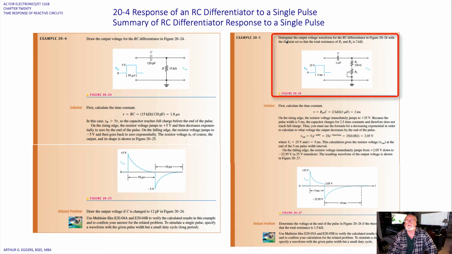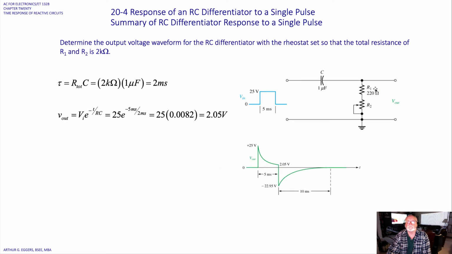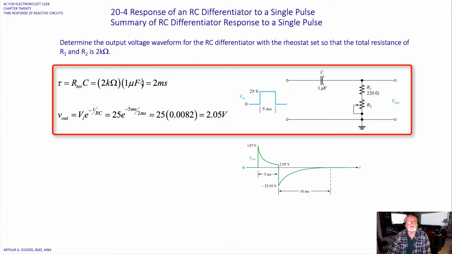Okay, the second one here says determine the output voltage waveform for the RC differentiator with the rheostat set so that the total resistance of R1 and R2 is 10 k ohms. So if we calculate the time constant, the total resistance times 1 microfarad gives 2 milliseconds as our time constant.